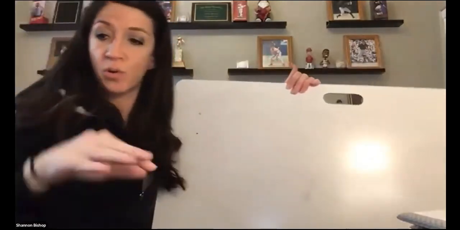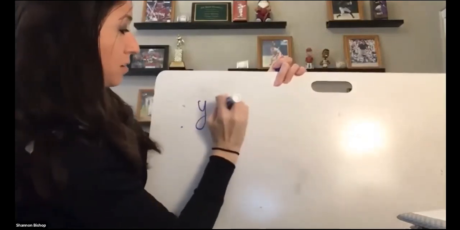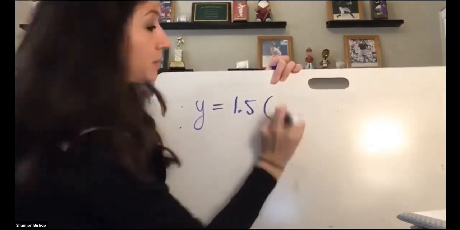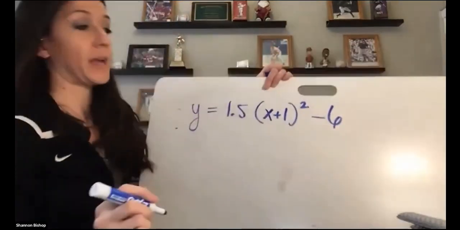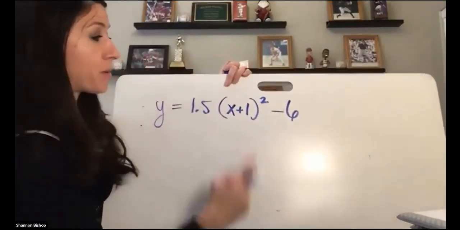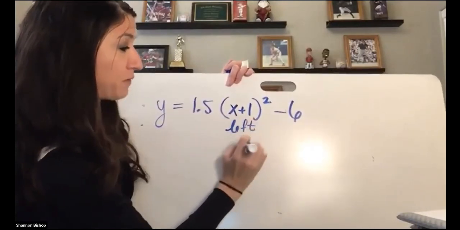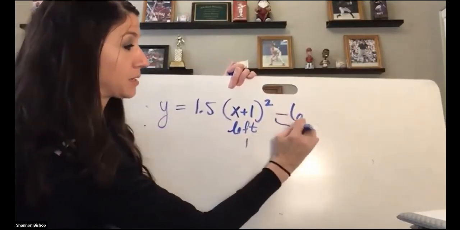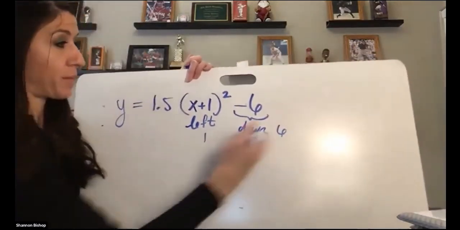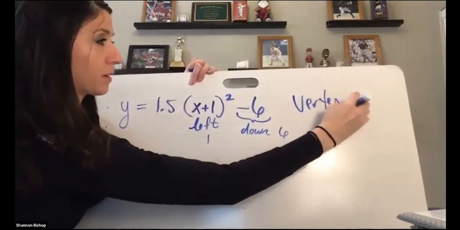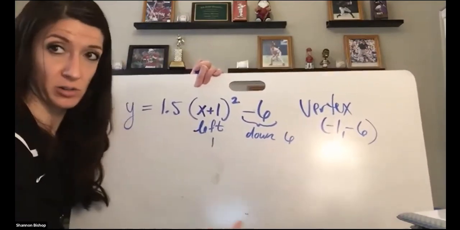Okay. So the vertex form, let me just remember what that one was. It was 1.5 parentheses x plus 1 quantity squared minus 6. Okay, so again, why do we like vertex form? Because it's transformations. +1 means to the left 1, minus 6 means down 6. And now I know that my vertex is at -1 comma -6. Yay. That's why we like vertex form.